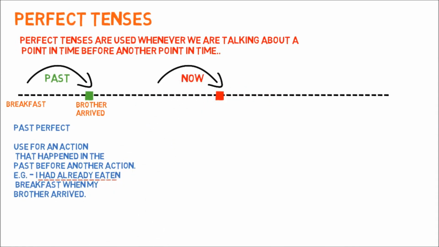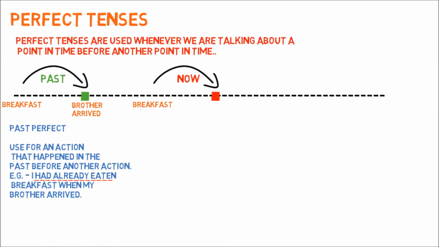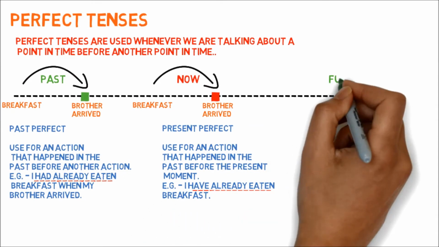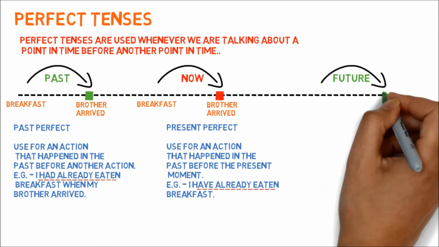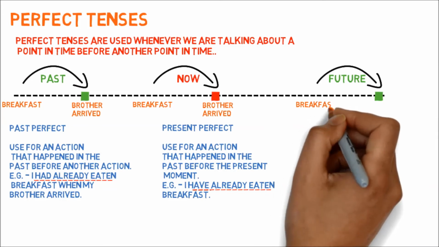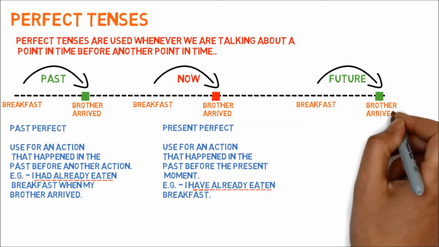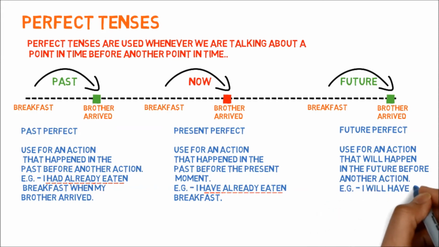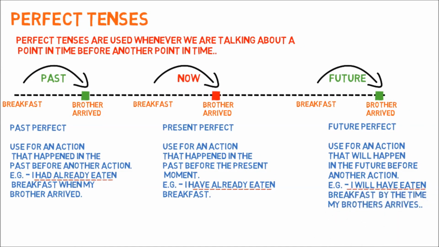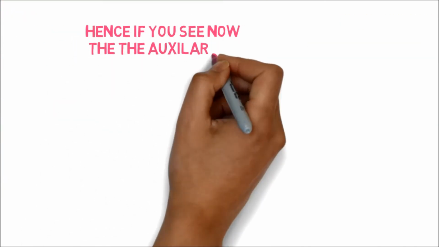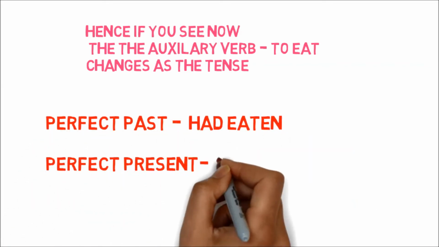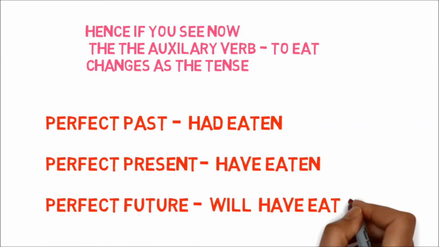Present perfect is an action again happening before another action. The example here would be, I have already eaten breakfast. Let's look at the future, what would it be here? You're having breakfast till your brother arrives. The example here would be, I will have eaten breakfast by the time my brother arrives. Hence now, to conclude, the verb to eat changes as the tense. Perfect past, had eaten. Perfect present, have eaten. Perfect future, will have eaten.